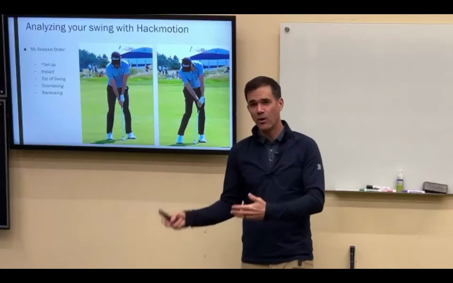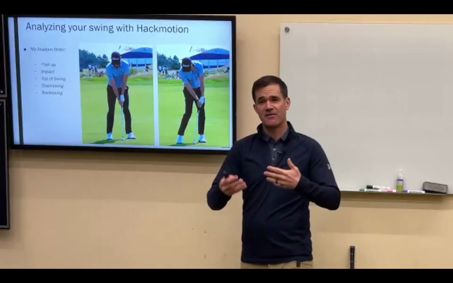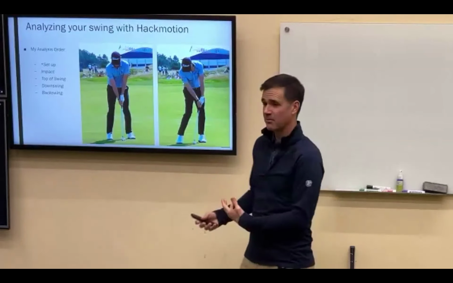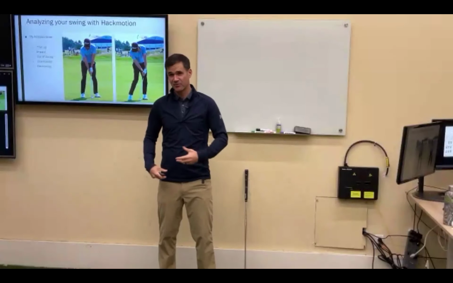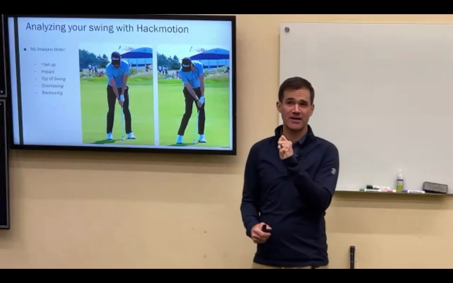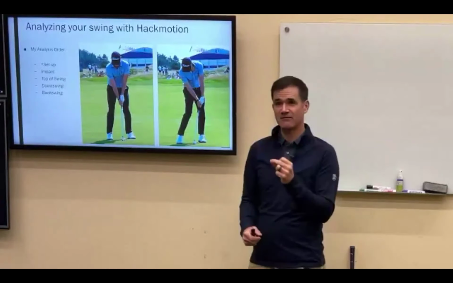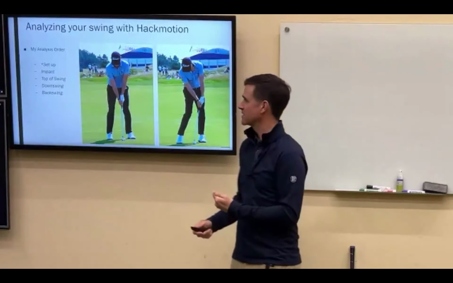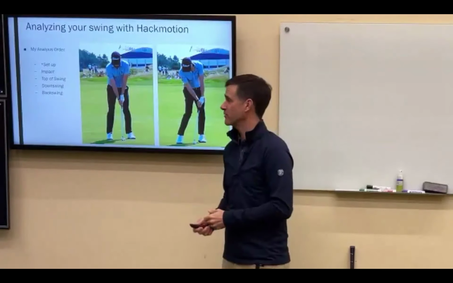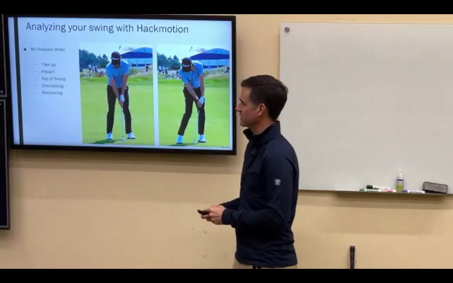Once we decide what we need to change about the golf club, then we want to look at the body. We're going to look at the body both in terms of how the body's moving, but also how the arms and the hands are moving. The HackMotion is great for looking very quickly and very accurately at how the lead wrist is behaving. In this program, we're going to focus on the lead wrist. We may do another one for the trail wrist, but this is all about the lead wrist.